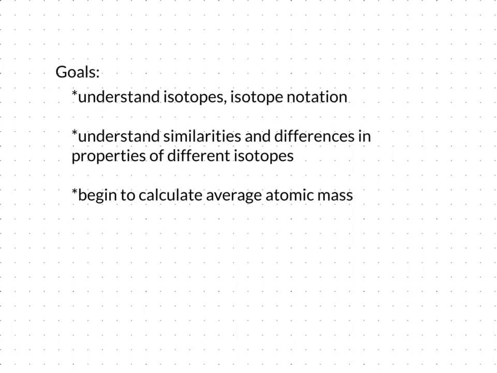Hi everyone. In this video, we are going to take a closer look at isotopes and average atomic mass. So the goals of this video are to help you understand isotopes and isotope notation, to understand similarities and differences in the properties of isotopes, and then begin to calculate average atomic mass given relative abundance information.